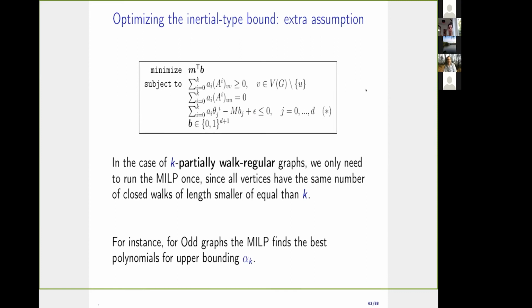And I didn't write the reformulation of this for partially walk regular graphs, but it's not too hard to do. And then you can run it, for example, in some families of partially walk regular graphs. For example, for odd graphs, this MILP finds the best polynomials for upper bounding the k-independence number. There are other families of graphs for which we were also able to prove this in general, some family of Kelly graphs.